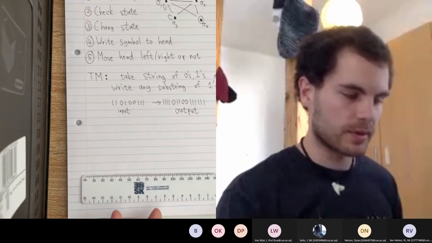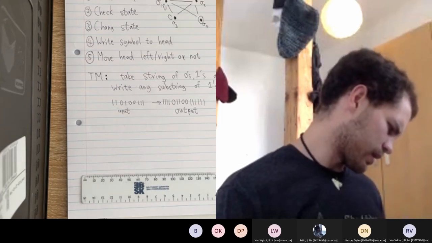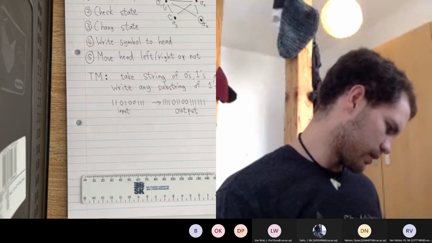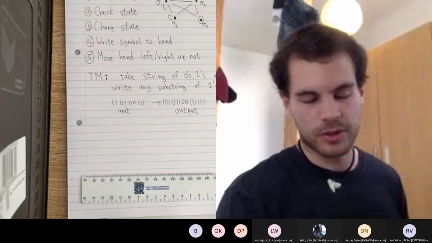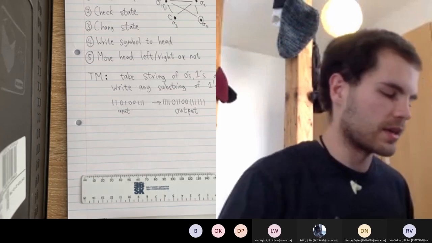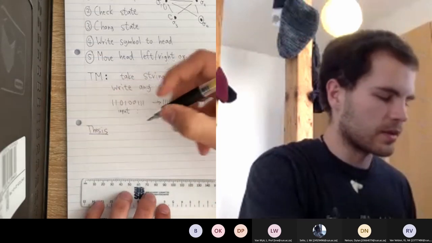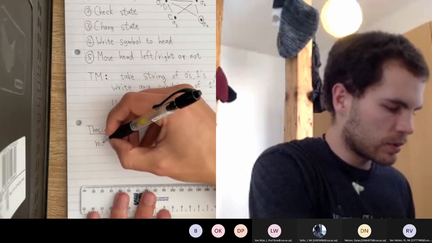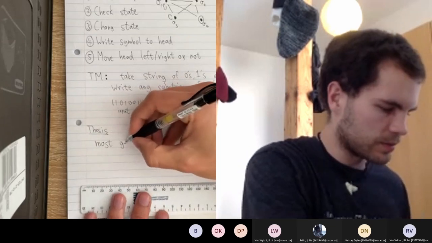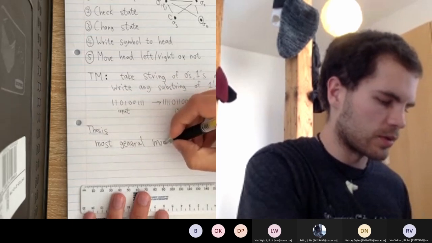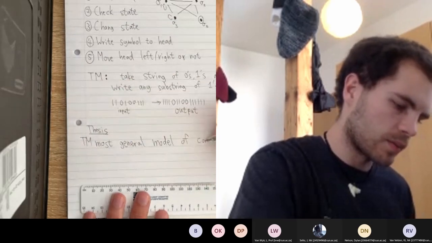And the Turing machine is, by Church's thesis, considered, let me get my wording right. Where was I? Church's thesis: the most general model of computability is what Church said. And interestingly enough, this thesis, let me actually write it down while I'm talking. This thesis, it's too vague to prove or disprove. Most general model of computability.